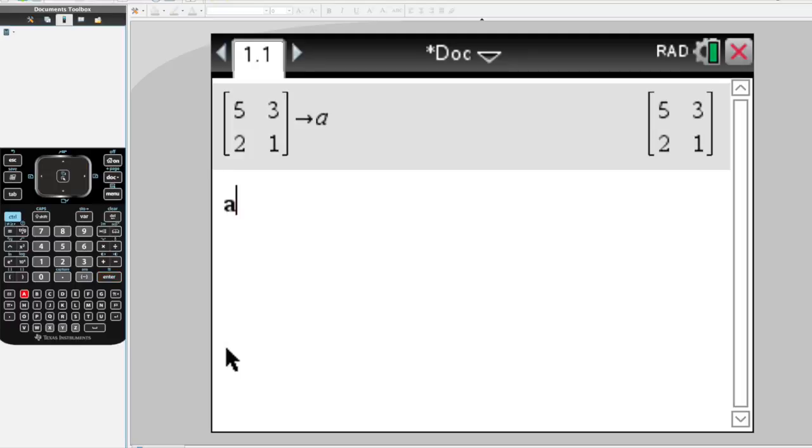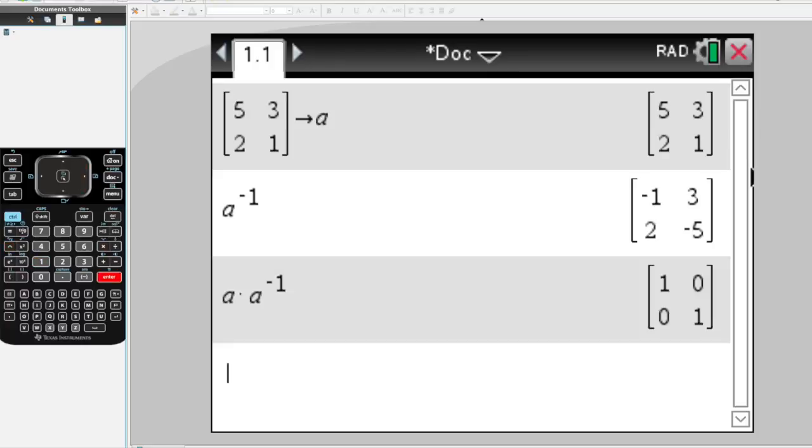Now if I want to find the inverse, I can go A to the power of negative 1, and that will give me my inverse. As you can see, that's exactly the answer that we got before. Also, to prove that that actually is the inverse, we multiply A by the inverse matrix. So A times A to the power of negative 1 will give us our identity. And that's it. That's exercise 12A.